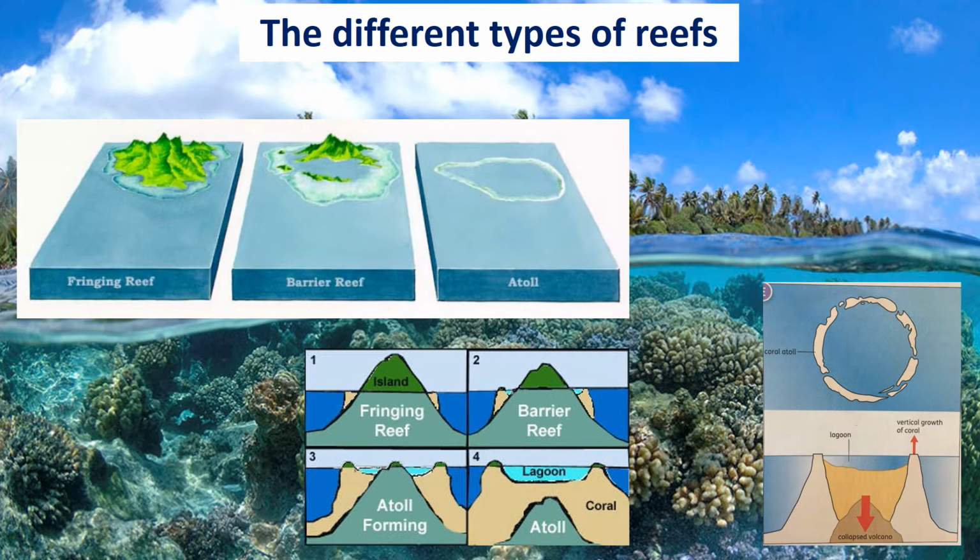And atolls are circular or almost rounded, joined up shapes of coral that form usually around volcanoes, and then the volcano subducts. And then we're just left with a ring of coral in the sea after that volcano is subducted underneath the water.